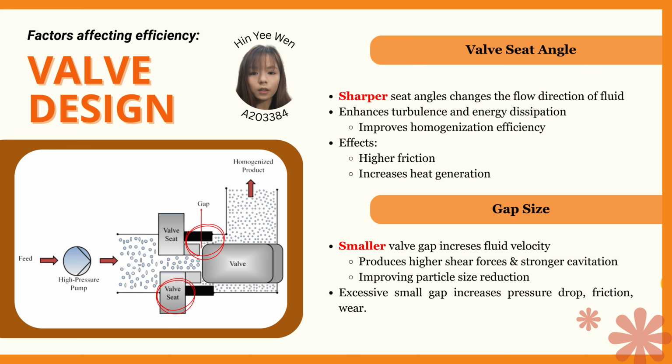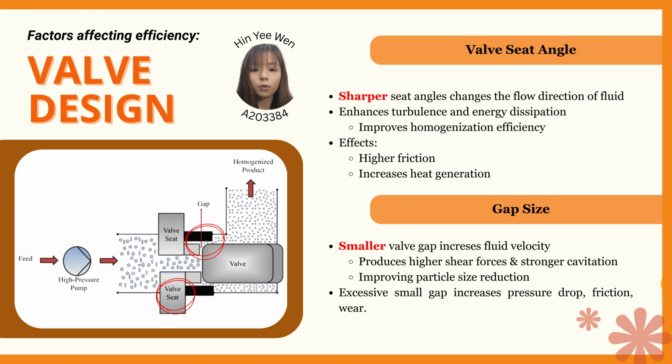Other than material factors, equipment design such as valve design can also affect the efficiency. For example, sharper seat angles can change the flow direction of the fluid. This enhances turbulence and energy dissipation, which improve the homogenization efficiency. In addition, smaller valve gaps can help to increase fluid velocity, as higher shear force and stronger cavitation will be produced. This can effectively improve the particle size reduction.